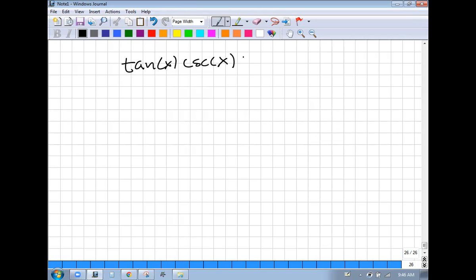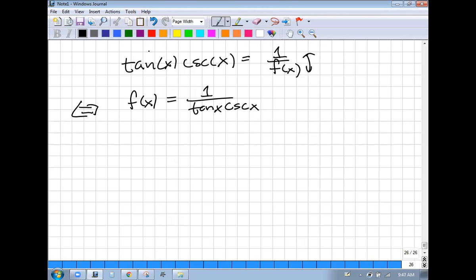Tangent times cosecant equals 1 over f of x. And what do they want us to do? So they want f of x equals stuff in sines and cosines. Okay. Well, first thing I would do is flip both sides over, right? They want f of x by itself, right? So if you have an equation, you can always rewrite it by taking the reciprocal of both sides, right? So that's the first thing I'm going to do. I just flip this over and then I flip this over.